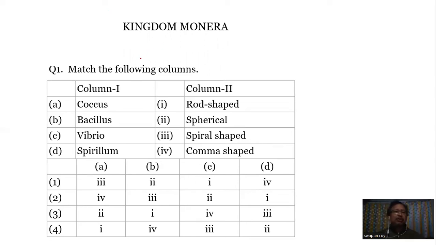For NEET preparation, there are some important biology questions from Kingdom Monera. This first question is match the following columns. Column 1 is the shape of bacteria and column 2 gives the corresponding shape. Coccus, bacillus are the rod-shaped bacteria. Vibrio are the comma-like bacteria, and spirillum goes with spiral-shaped bacteria. So the only option with A to 2 is option number 3, which is the answer.